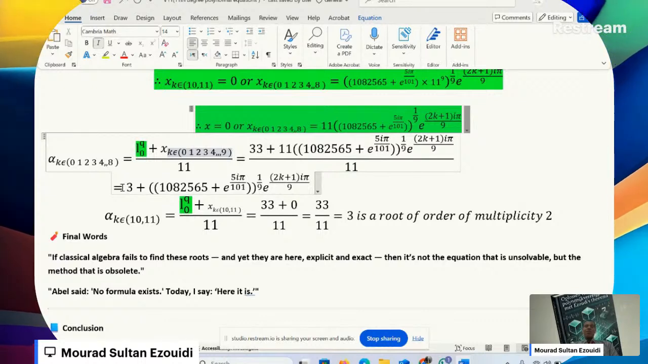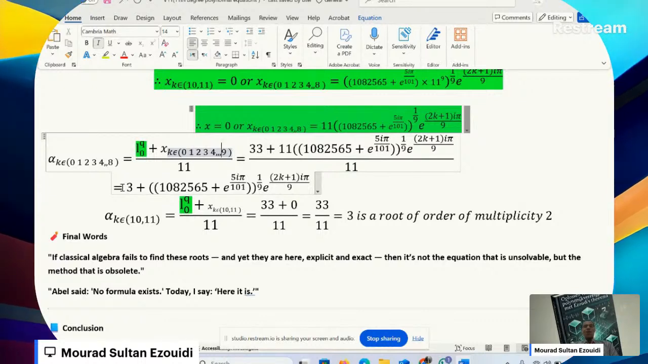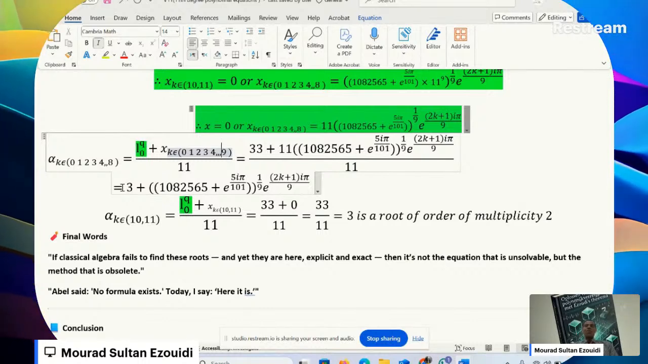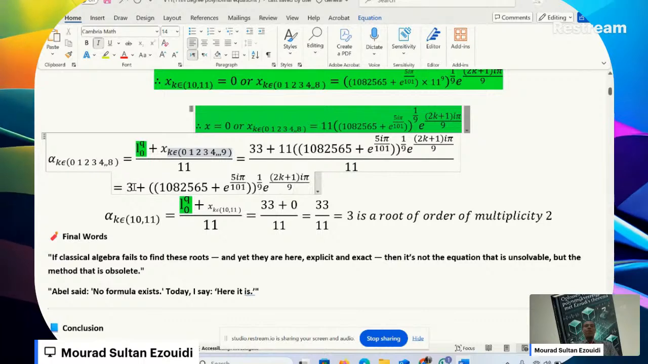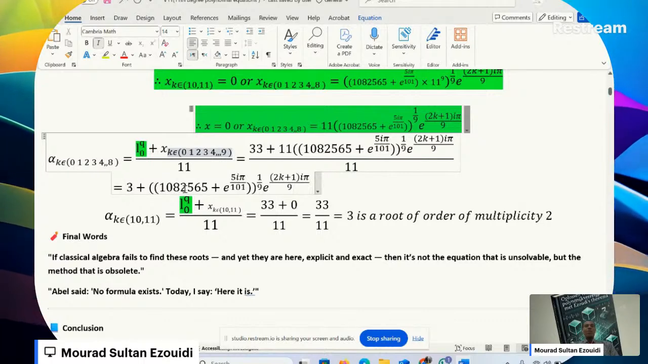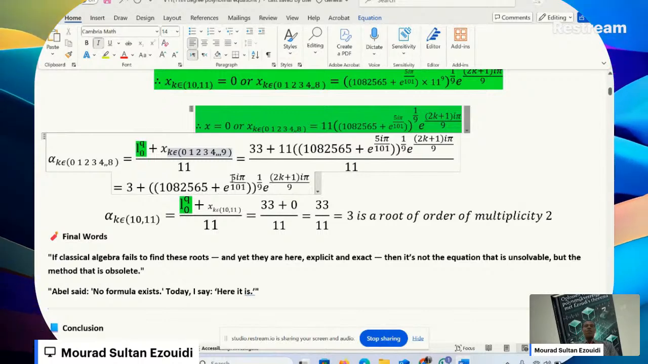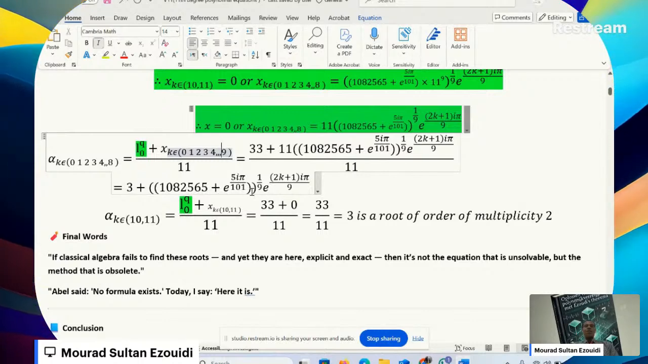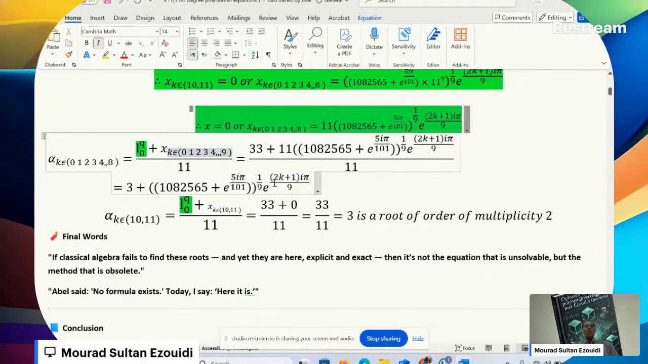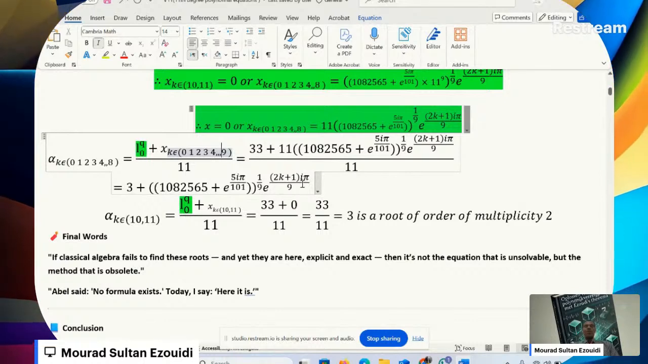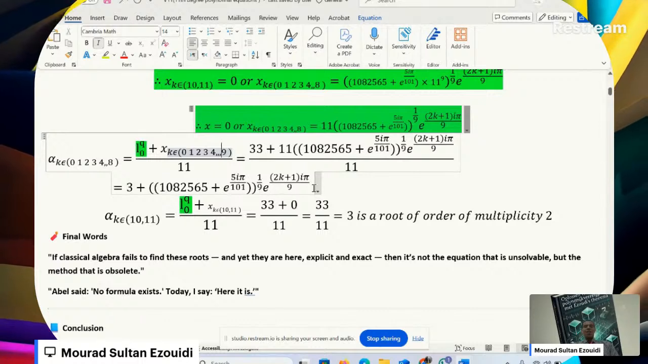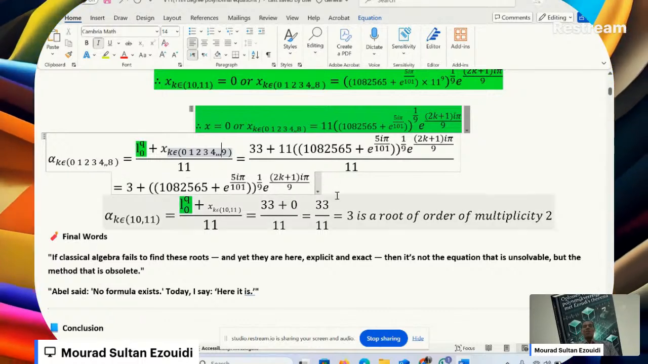Therefore, the nine roots of my original polynomial equation can be written and expressed as exact roots because these roots satisfy your equation. When you put p of alpha equal to 0, whatsoever the value of k. So the roots are equal to 3 plus 1,082,565 plus exponential 5 I pi divided by 101, all raised to the power 1 over 9, times exponential 2k plus 1 I pi divided by 9. These are the nine exact roots.